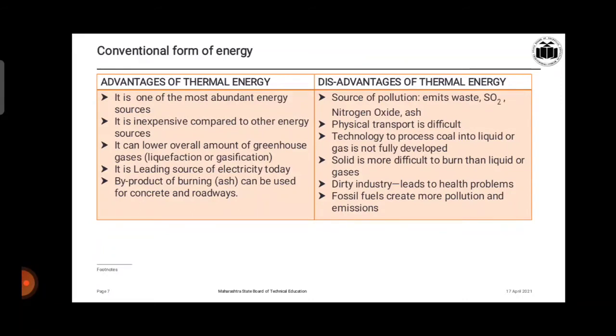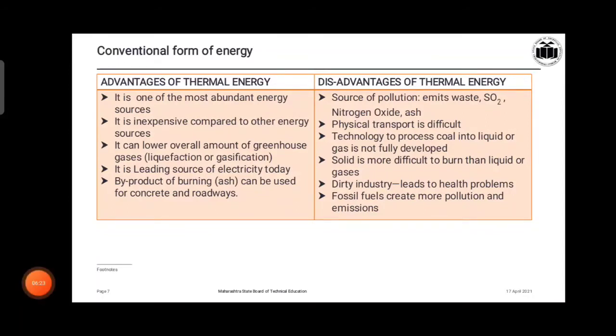The fourth one is that it is a leading source of electricity. In the case of disadvantages, solids are more difficult to burn than liquid or gas. The last advantage is that the byproduct of burning, ash, can be used for concrete and roadways, and the dirty industry leads to health problems. So these are the different advantages and disadvantages of thermal energy.